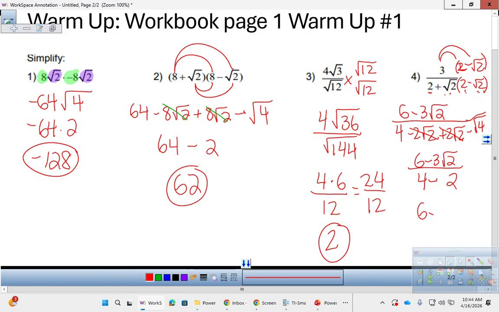So 6 minus 3 root 2 all over 2 is the final answer. The denominator is a rational number, meaning the denominator is a whole number. That's the goal when you rationalize the denominator. We got that root out of the bottom. That's what we did all class yesterday. So if you weren't here, that's a quick summary of it.